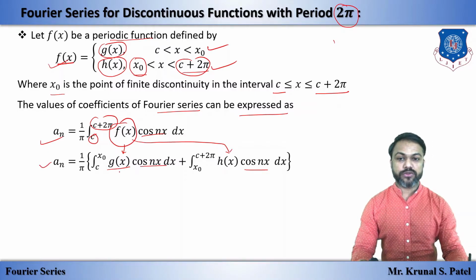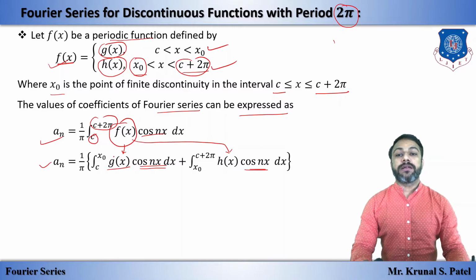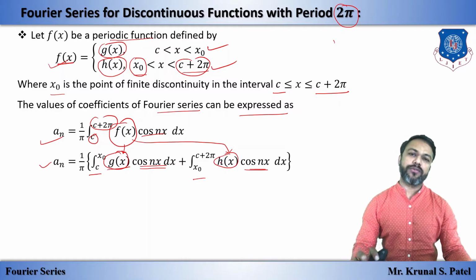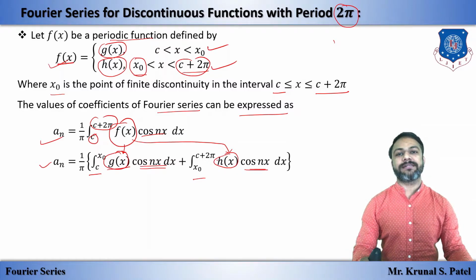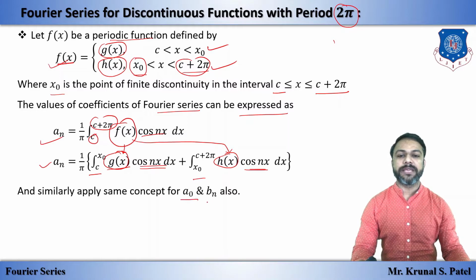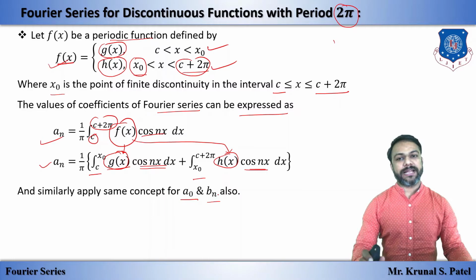So for an, cos nx is the same; we just split the given interval into two parts, and according to that interval we replace the value of f of x by g of x and h of x, and the rest of the process is as in the previous lecture. Similarly, the same concept we will apply for a0 and bn. So this is the difference from the previous lecture on continuous functions.